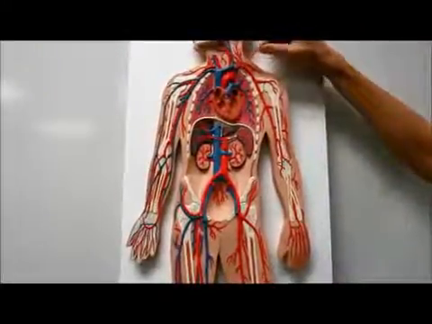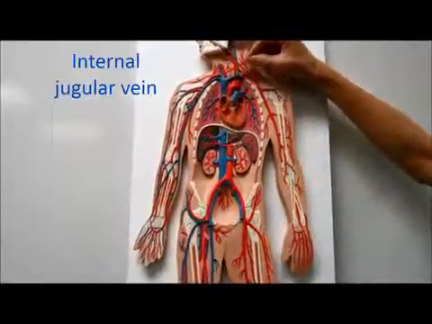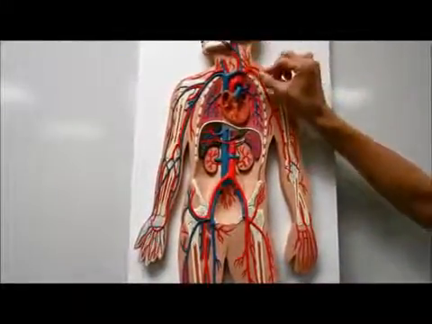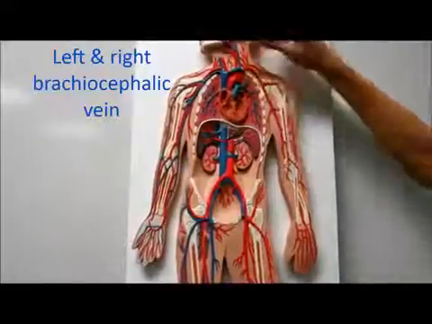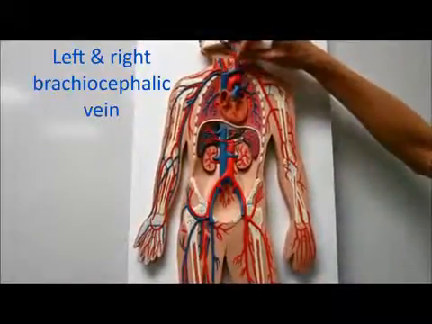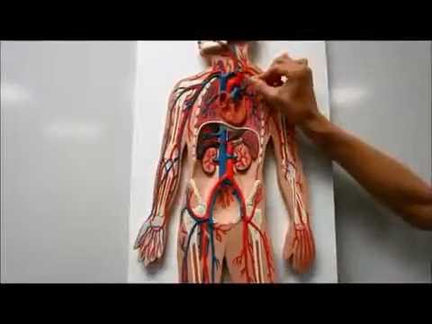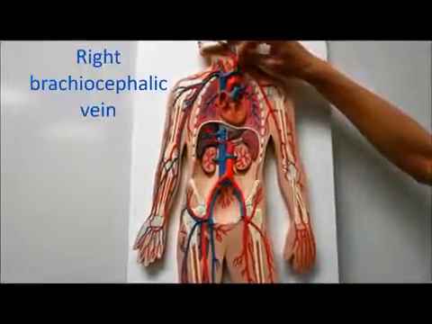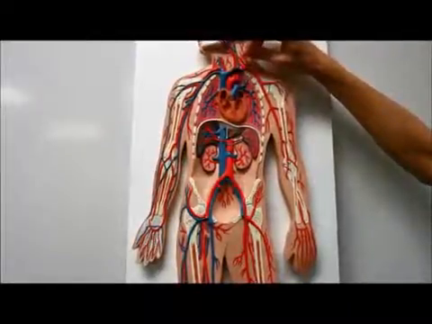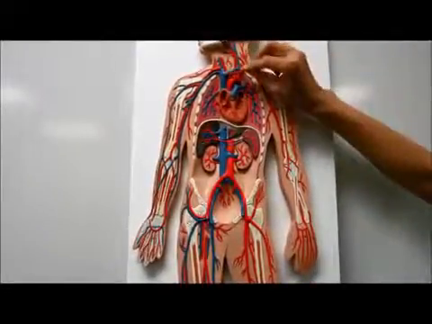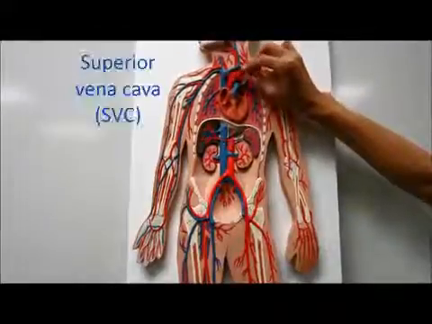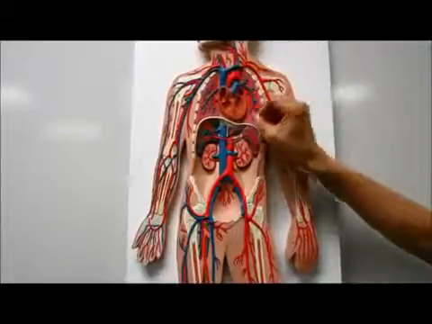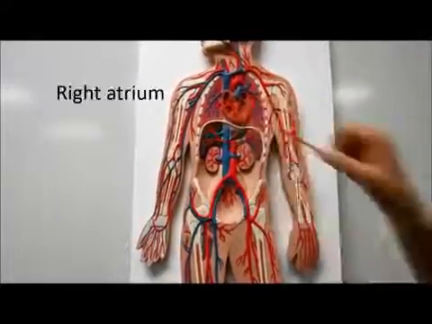The subclavian vein joins with the internal jugular vein here to form this part right here. This is called the left and the right brachiocephalic vein. So this is the left brachiocephalic vein. This is the right brachiocephalic vein. The right and left brachiocephalic veins join together to form the superior vena cava. The superior vena cava then empties into the right atrium.